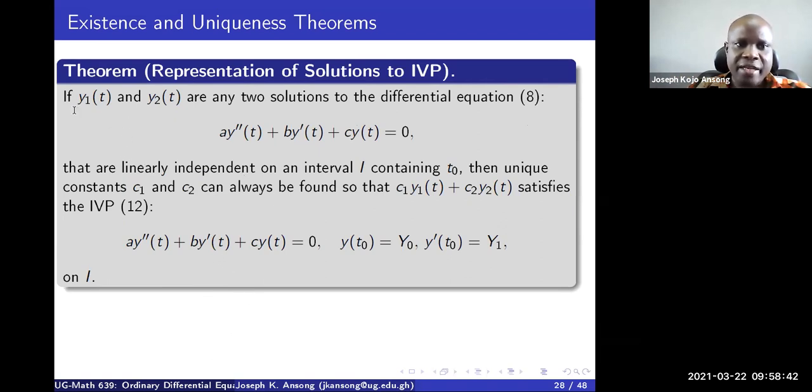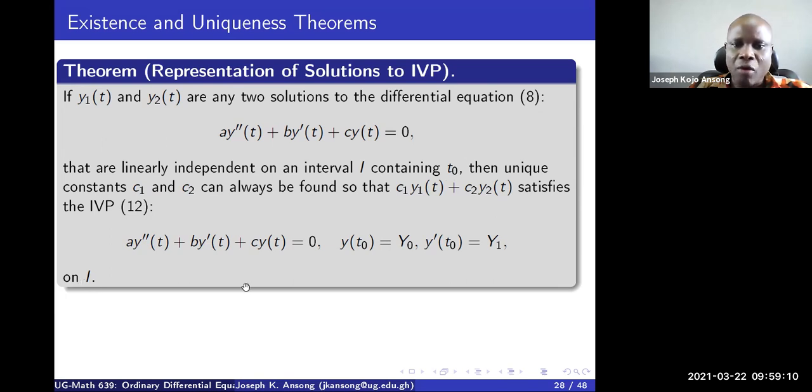This theorem says that if y1 and y2 are any 2 solutions to the differential equation 8, that is the homogeneous equation, that are linearly independent, this is important, on an interval I containing a point t0, then unique constants C1 and C2 can always be found so that this linear combination satisfies the IVP 12. The IVP is given by this, on the interval I.